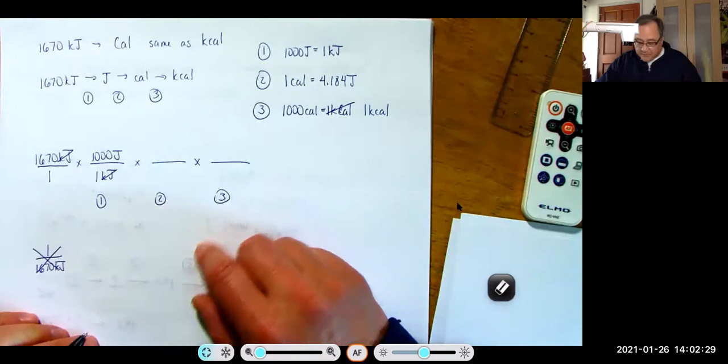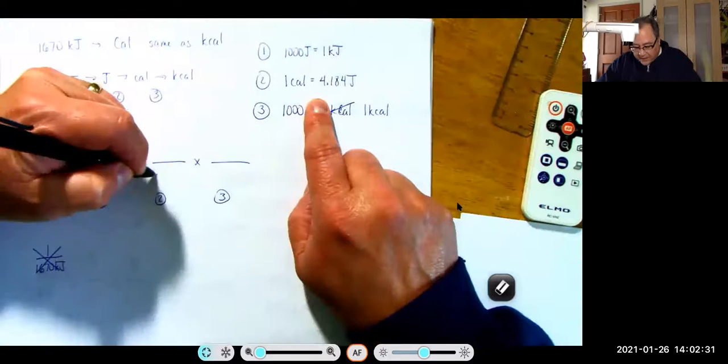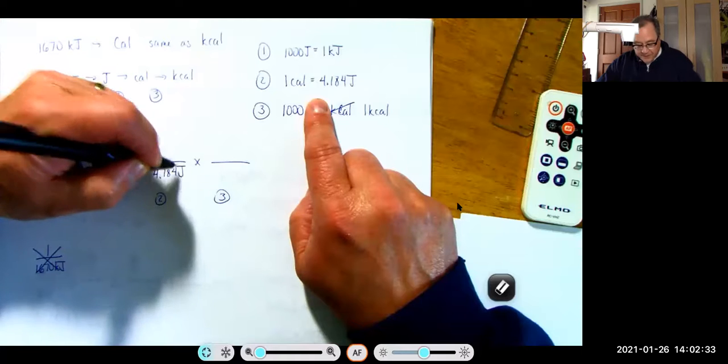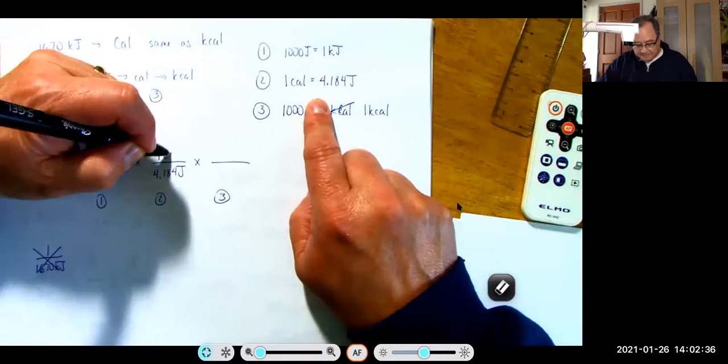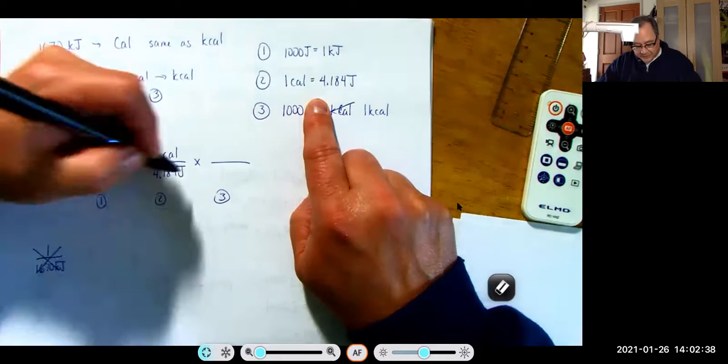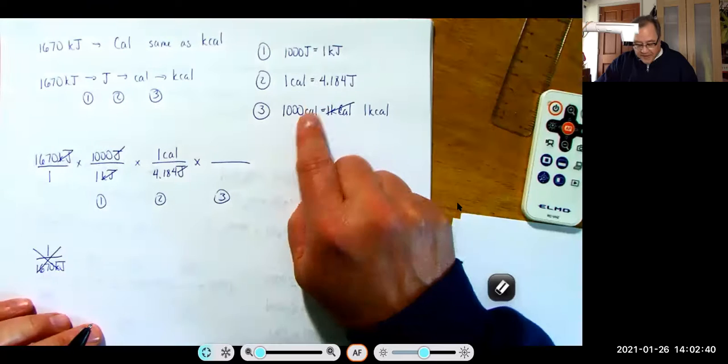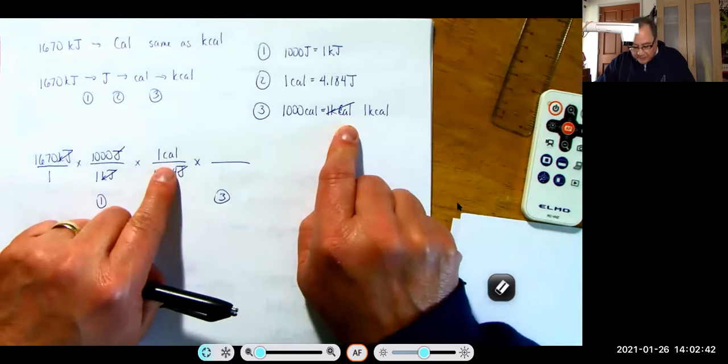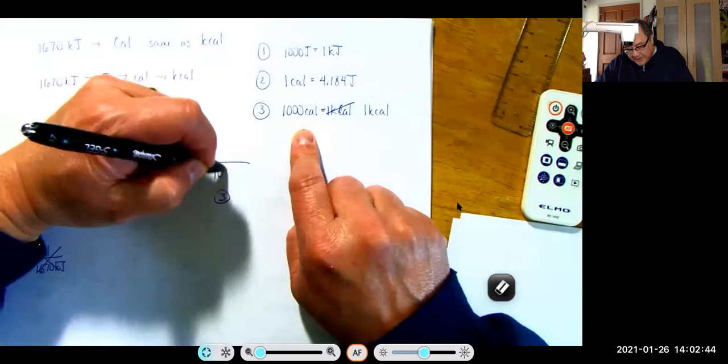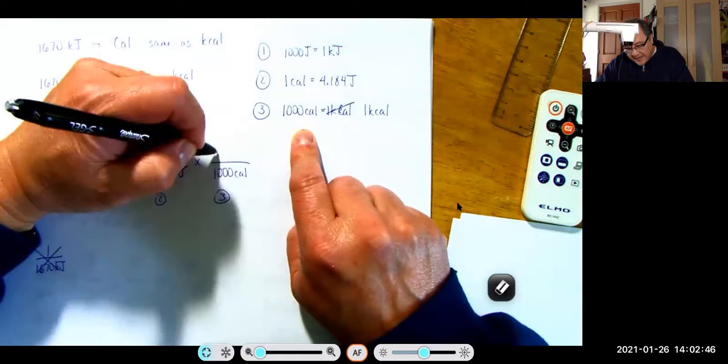For number 2, I'm clearly going to put 4.184 joules on the bottom and 1 calorie on top. And the joules cancel. And for this last one, if I want to cancel calories, I'm going to put 1,000 calories on the bottom and 1 kcal on top.